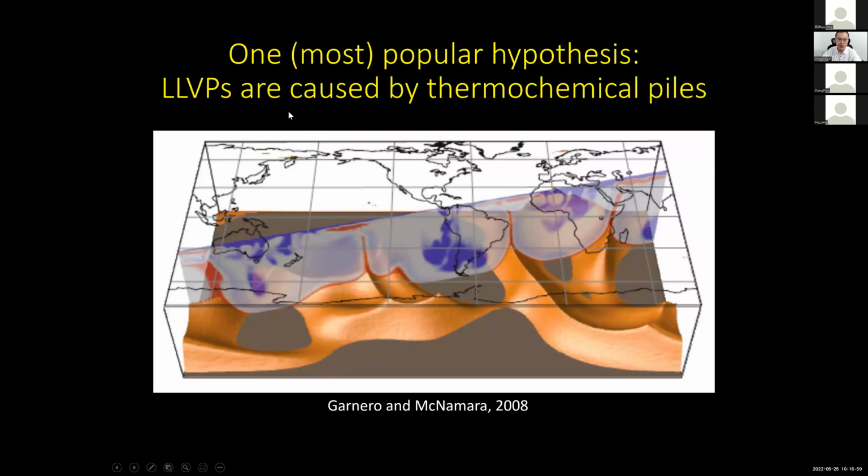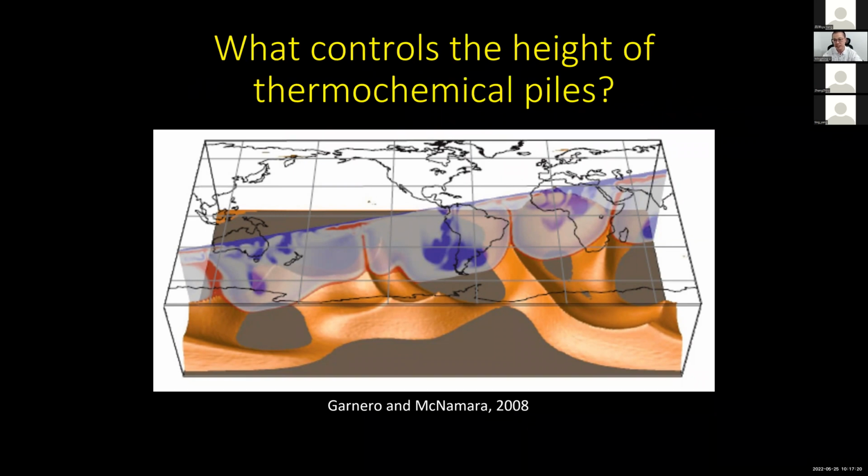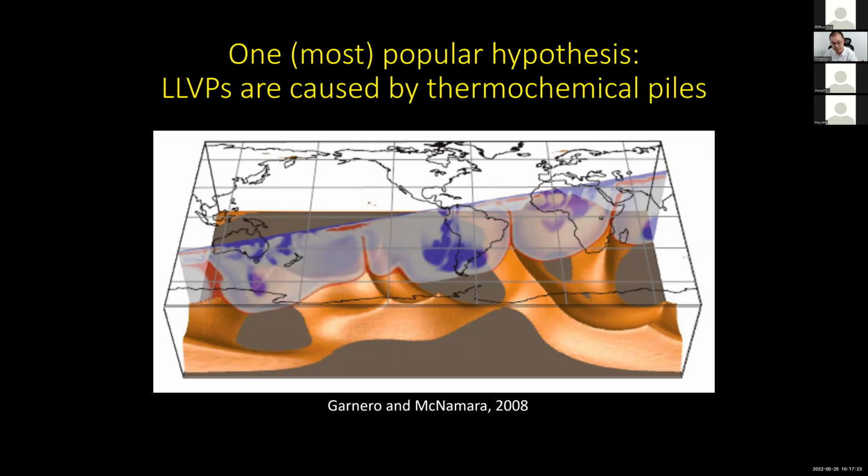To answer the first question, what causes LLVPs? There have been lots of ideas, and one of the most popular is that LLVPs are caused by thermochemical piles. Thermochemical piles are structures with a different composition, intrinsically denser, or compositionally denser, than the background mantle. At the same time, they are also hotter than the background mantle. This is one of the most popular hypotheses. There are also other hypotheses like plume clusters and superplumes, but we are just going to assume the LLVPs are caused by thermochemical piles in this presentation.